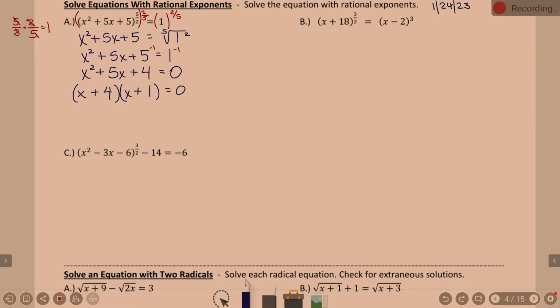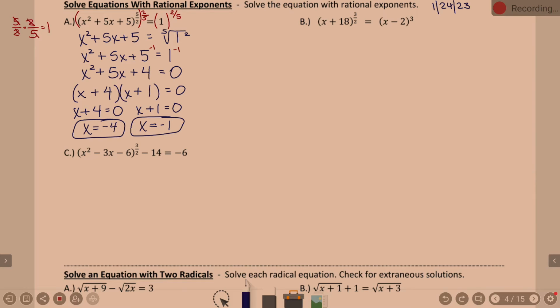Am I done? Are those my answers? Wait, before we check, I don't want to even check yet. I want to set each part equal to 0 and get our actual solution. So if it's x plus 4, subtract 4 and get negative 4. If it's x plus 1, subtract 1 and get negative 1.